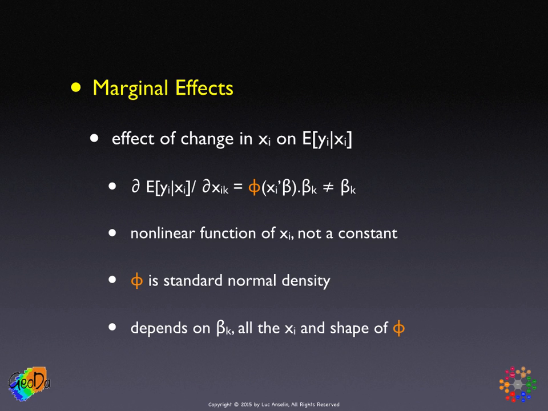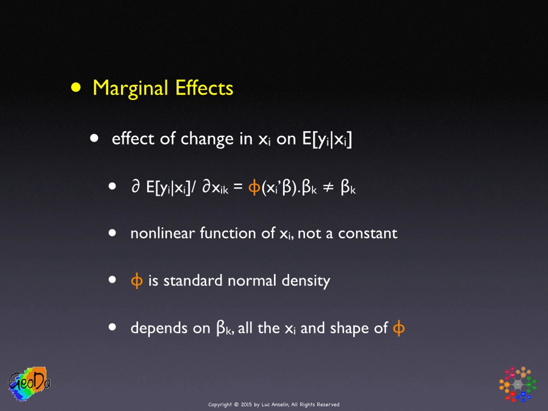For the Probit model, this happens to be the partial derivative of the cumulative distribution function, which is in fact the density function by definition. So we use the same notation here as before, with phi in orange designating the standard normal density function. And so the marginal effect in a Probit model is the density function evaluated at x sub i beta times the specific coefficient that corresponds to the variable that we're changing. So it's a nonlinear function of the explanatory variables.